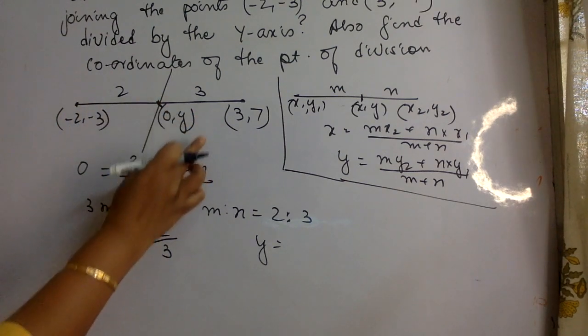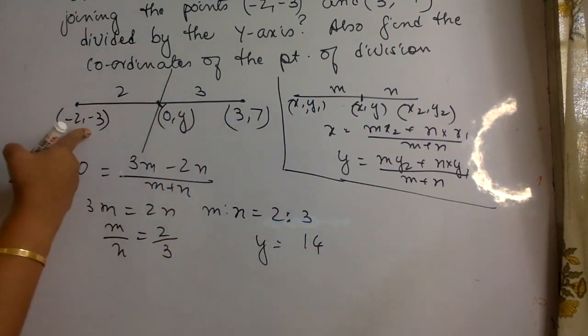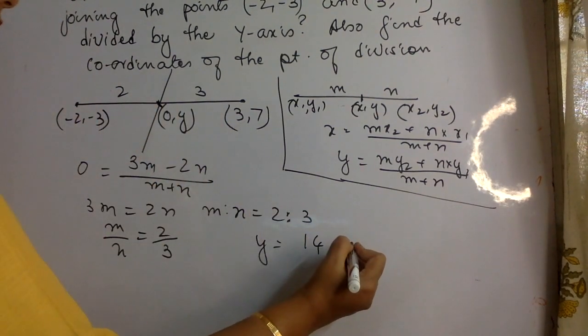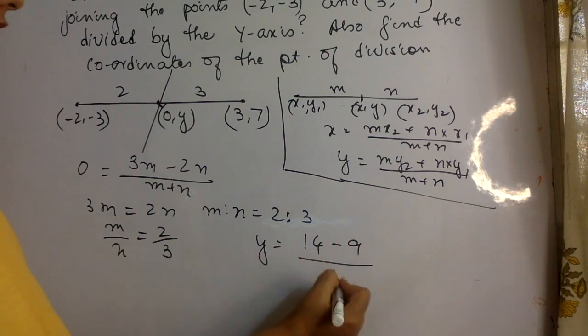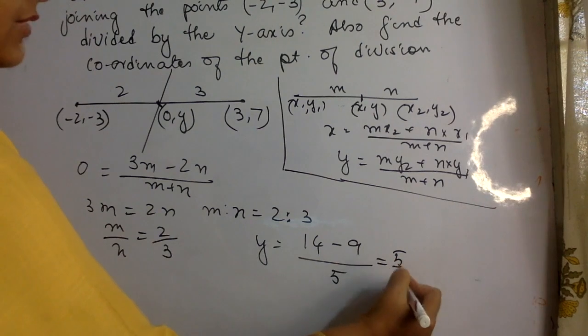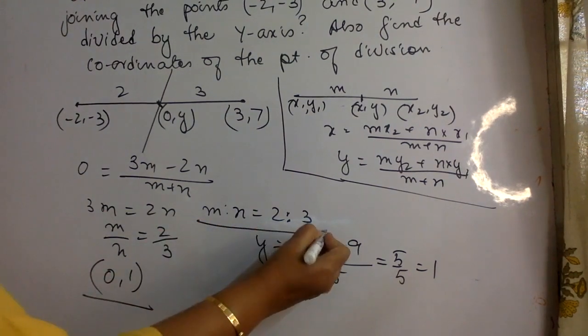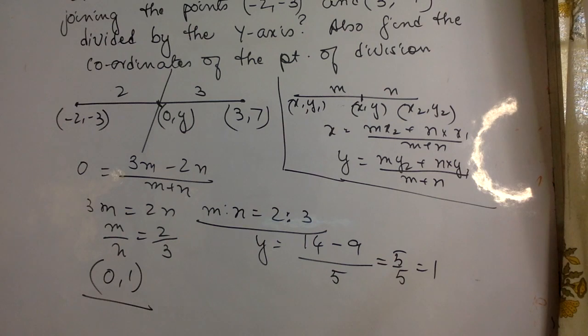2 into 7, okay, that is 14. 3 into minus 3, that is minus 9. Okay, by 5, that gives me how much? That is 5 by 5, which is equal to 1. So the coordinate of the point of division is 0, 1. Answer got, ratio got. So both parts of the sum have been done. Remember, the same sum can come for x-axis also.